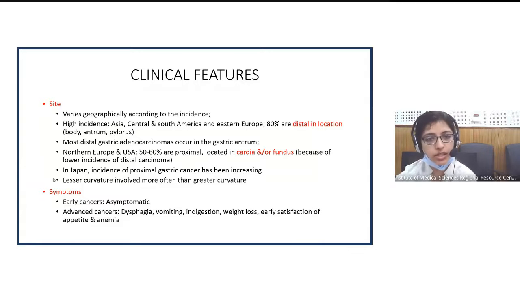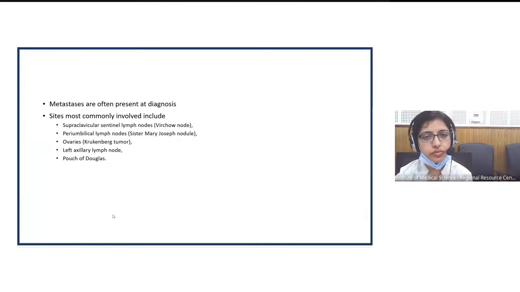Again, as I told you, the incidence of intestinal type is declining, and so now even proximal gastric cancers are seen because the incidence of diffuse type is not decreasing. The lesser curvature is involved more often than the greater curvature. In early cancers, the patient can remain asymptomatic, while in advanced cancers, the patient will have symptoms of dysphagia, vomiting, indigestion, weight loss, early satiety, and anemia.